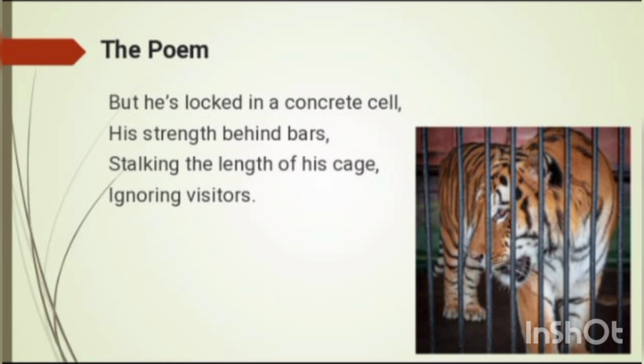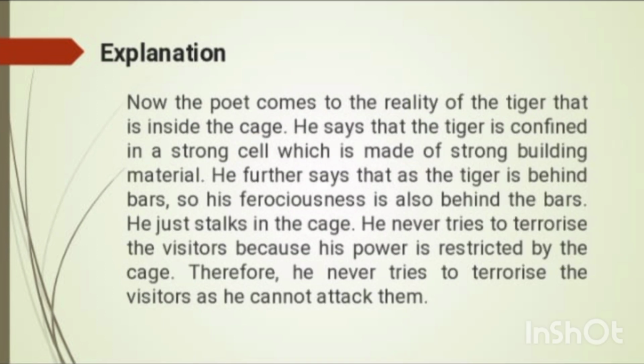But he is locked in a concrete cell, his strength behind bars, stalking the length of his cage, ignoring visitors. Now the poet comes to the reality of the tiger that is inside the cage. He says that the tiger is confined in a strong cell which is made of strong building material. He further says that as the tiger is behind bars, so his ferociousness is also behind the bars. He just stalks in the cage. He never tries to terrorize the visitors because his power is restricted by the cage. Therefore, he never tries to terrorize the visitors as he cannot attack them.